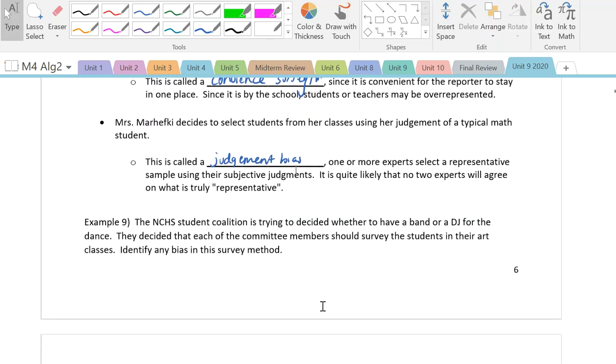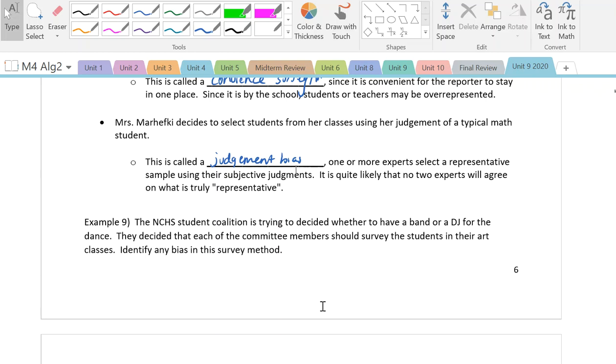So, the New Canaan High School Student Coalition is trying to decide whether to have a band or a DJ for the dance. They decided that each of the committee members should survey the students in their art classes. Identify any bias in this survey method. Well, not everybody takes art. So you're overrepresenting students who are enrolled in art courses and underrepresenting people who may be taking electives in either music or in career and tech ed or anything like foods or anything like that.